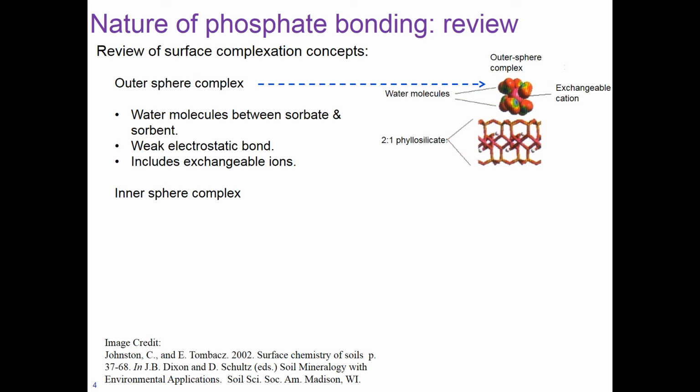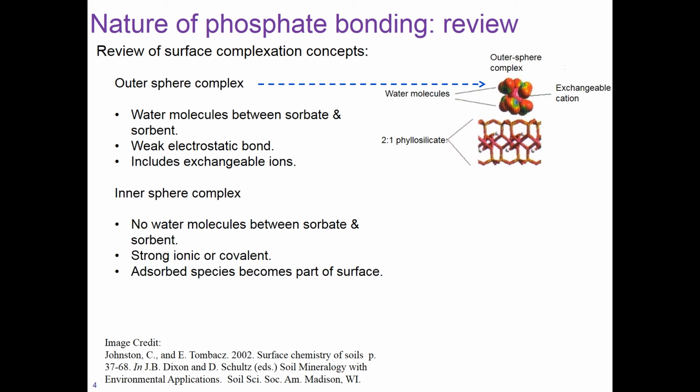In contrast, inner sphere complexes have no water molecules between the sorbate and the sorbent. They have strong ionic or covalent bonds established between the surface and the sorbate. And the adsorbed species actually becomes, you could consider, a part of the surface. And that process is sometimes termed specific adsorption.